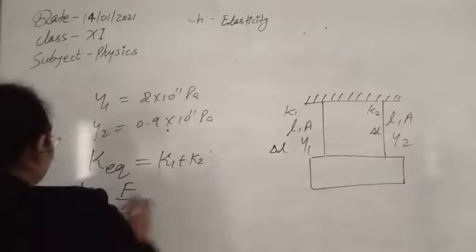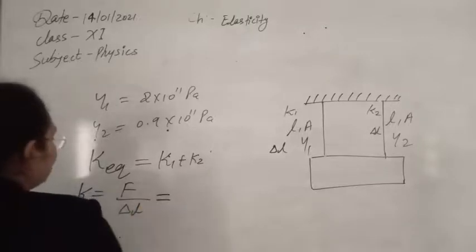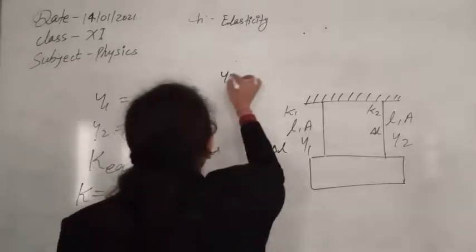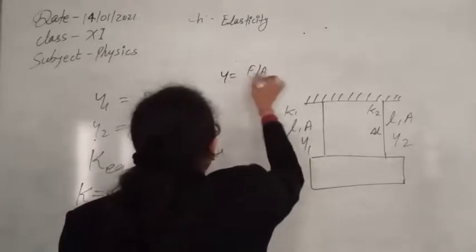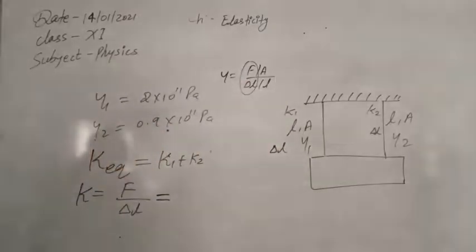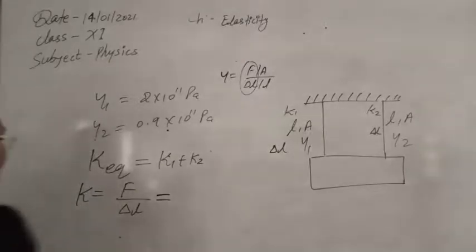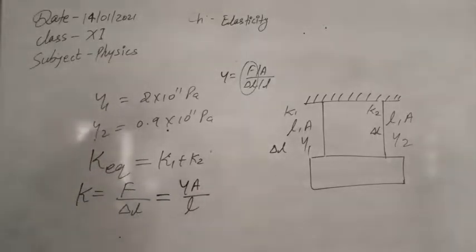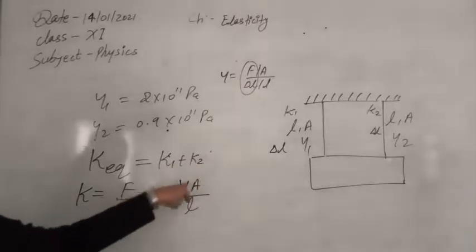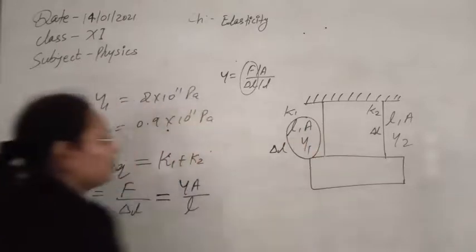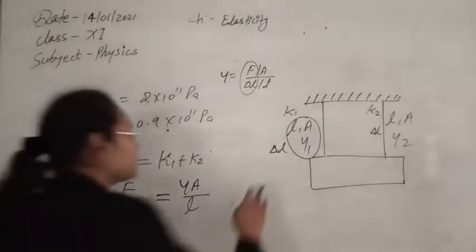Now next thing, as you know K is equal to F upon delta L, this can also be written using Young's modulus formula. As you know Young's modulus Y is equal to F by A upon delta L upon L. From here F by delta L you can calculate, so that value is obtained as YA upon L. As we don't have knowledge about this one case, we can just write down the cases that we know here, because for the wire this information is given. So we don't know exactly whether the extensions will be same or not.